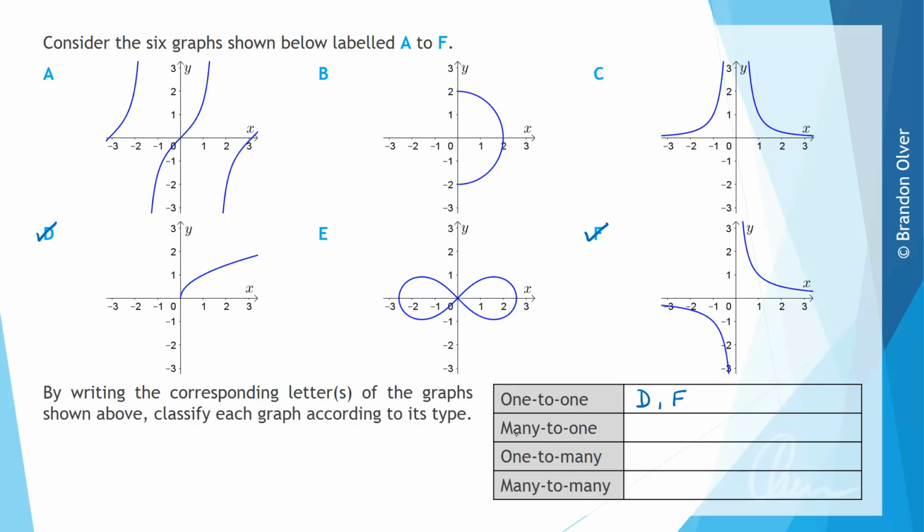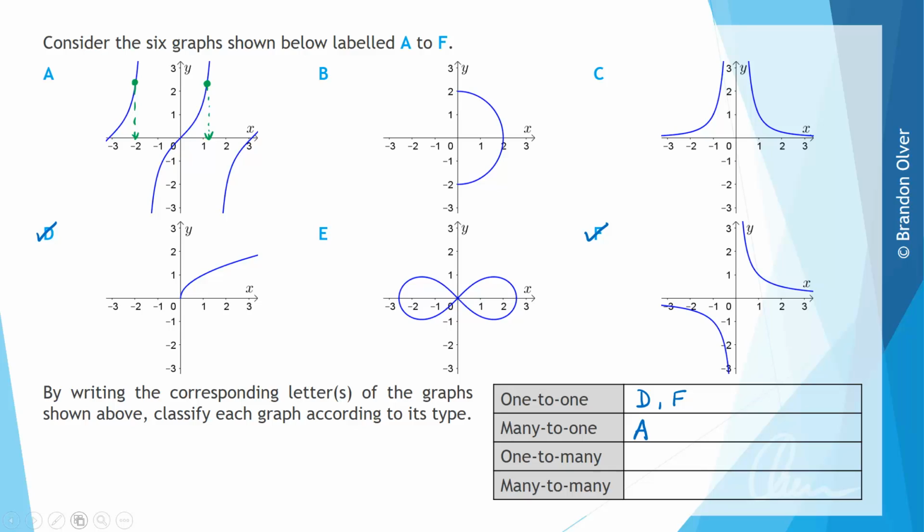Next, we want to look at many-to-one relations, and that is where many x values give the same y value. So for A, we saw that if we consider x equals -2, that gives that y value, and that same y value appears later on for another x value down here. So we can see that many x values give the same y value. So that means that graph A is an example of a many-to-one relation.